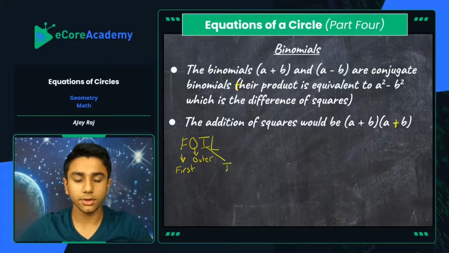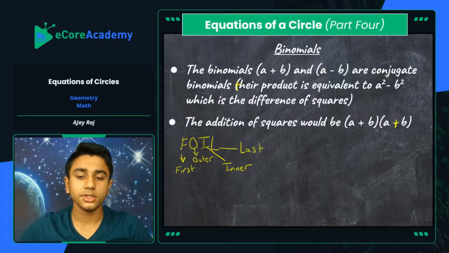I stands for inner, and L stands for last. So that's basically what you're going to do. You're going to multiply these values, A times A, B times negative B. That's what you're basically going to do, and then you're going to multiply likewise and calculate those values.